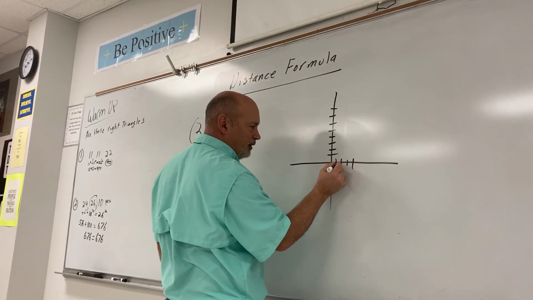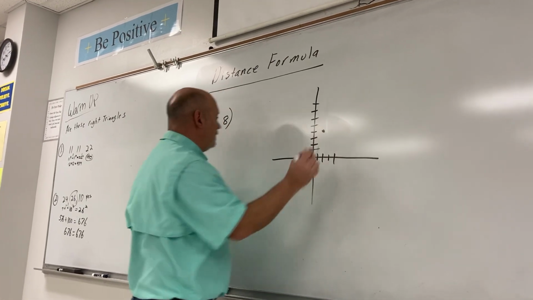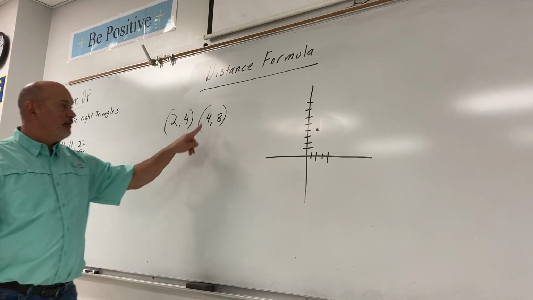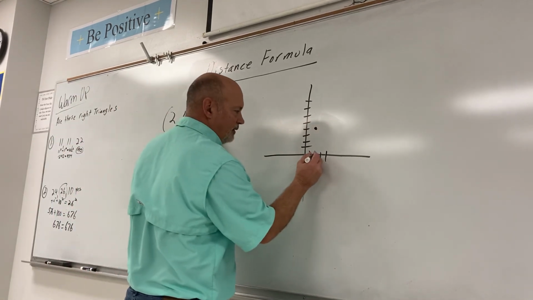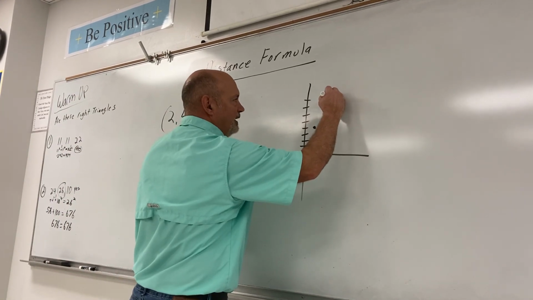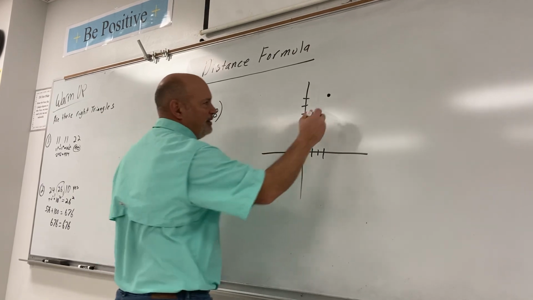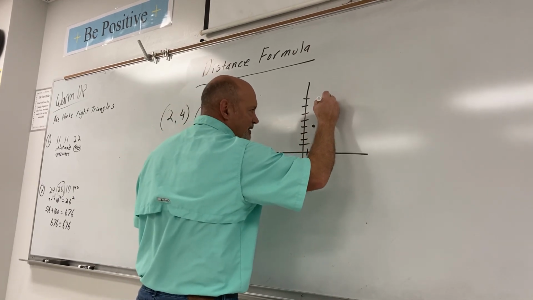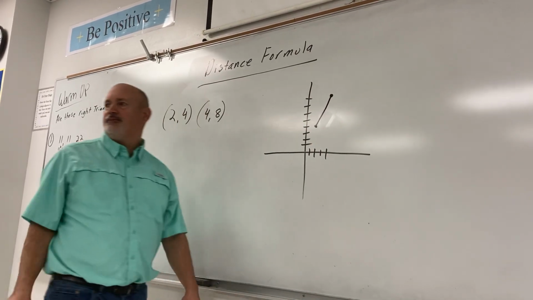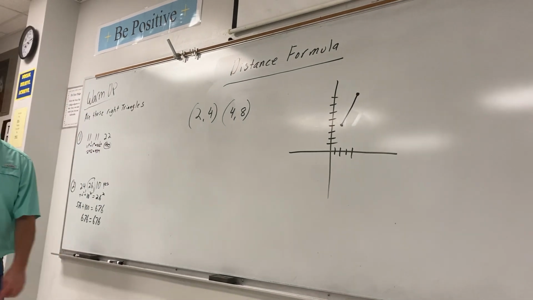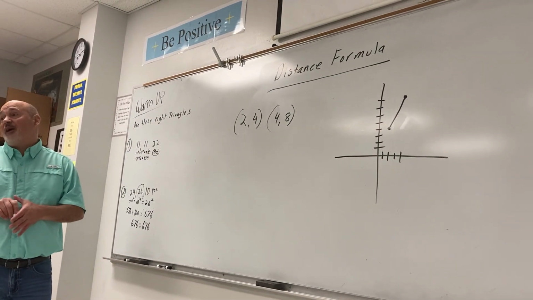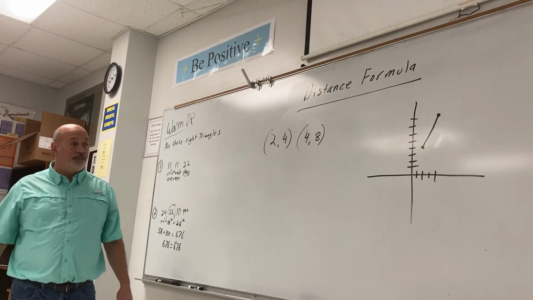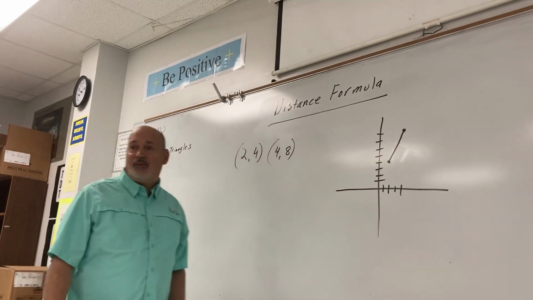(2, 4) would be here. There's my first point. (4, 8): 1, 2, 3, 4, up here to 8 is this point. We're going to find the distance from here to here. Are you with me? Now, you got 2 options. Watch what I'm about to form.